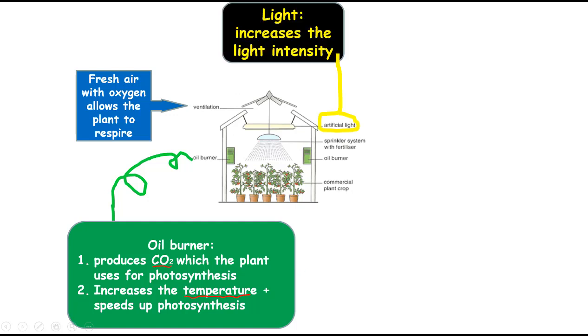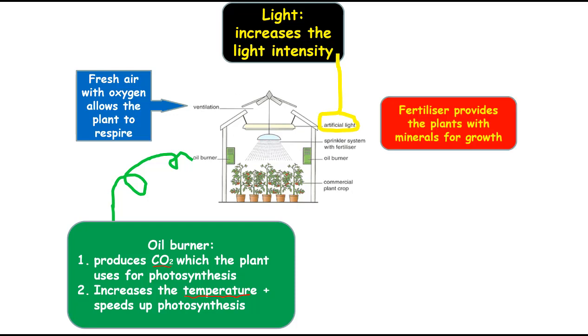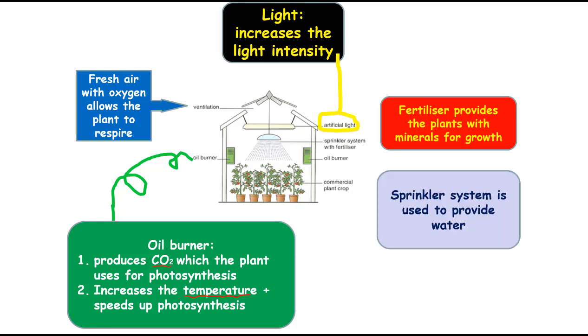We've then got an artificial light, which increases the light intensity, and fertilizer, which provides the plants with minerals for growth, and also a sprinkler system, which is used to provide water. So we said that the three limiting factors could be light, and they make sure that's not limiting by, first of all, having it in a glass house, and second of all, having an artificial light to increase the light intensity. A second limiting factor was carbon dioxide, so they use an oil burner to produce excess carbon dioxide.